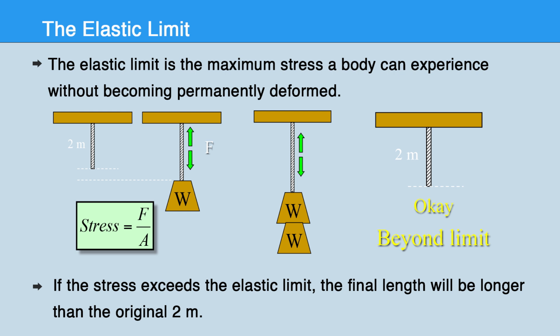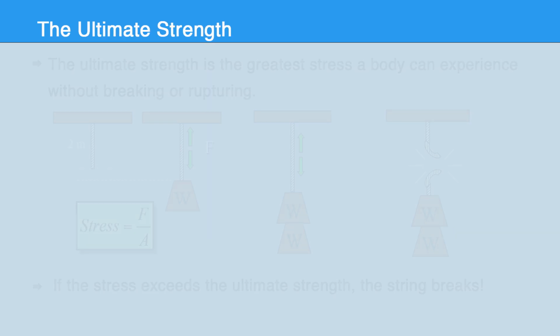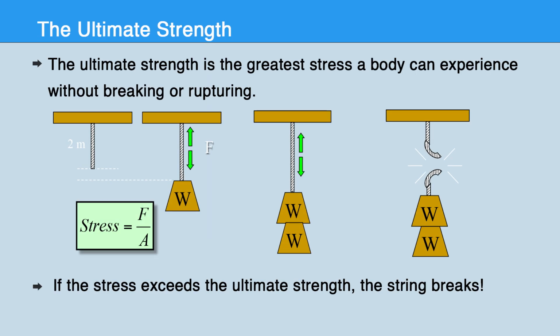Let us understand what the elastic limit is. The elastic limit is the maximum stress a body can experience without becoming permanently deformed. If the stress exceeds the elastic limit, the final length will be longer than the original. Ultimate strength. The ultimate strength is the greatest stress a body can experience without breaking.